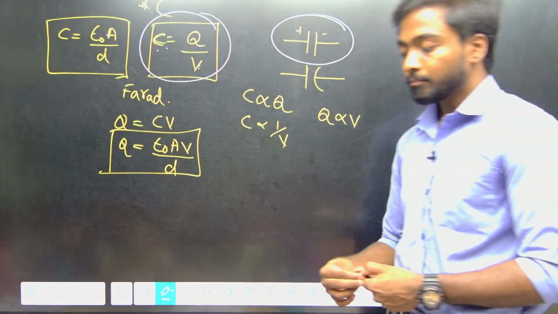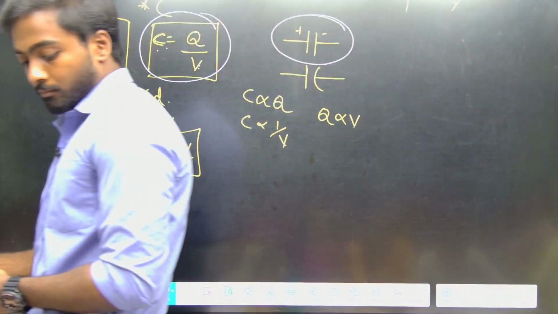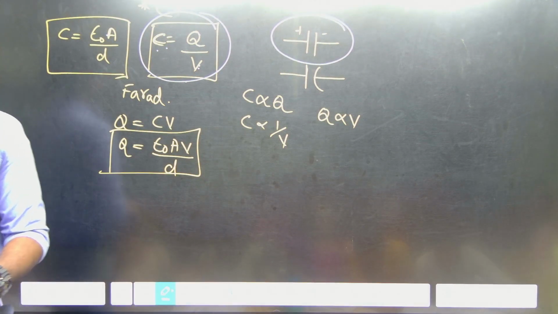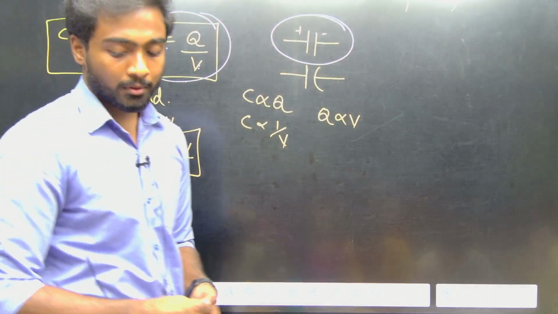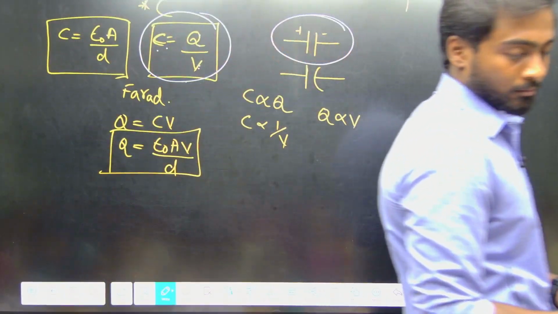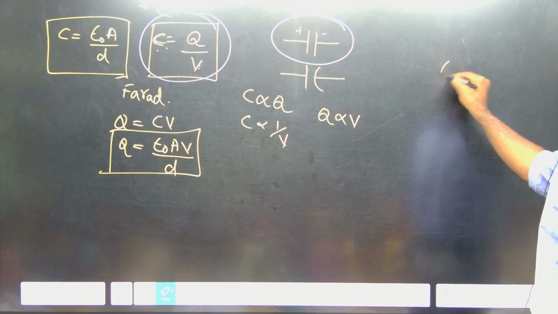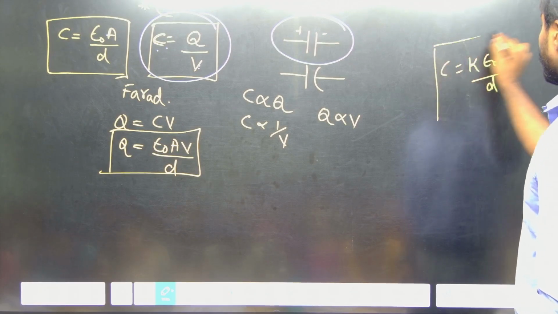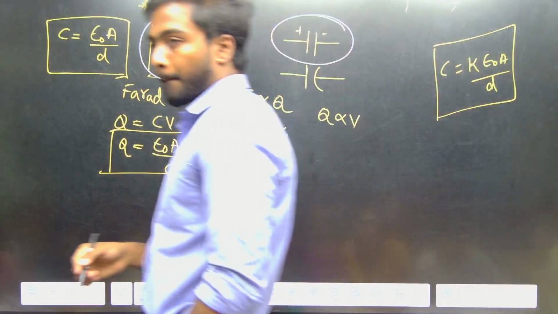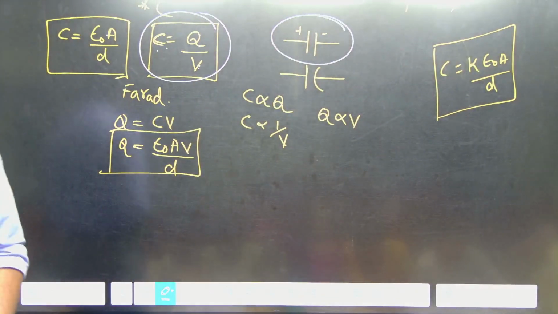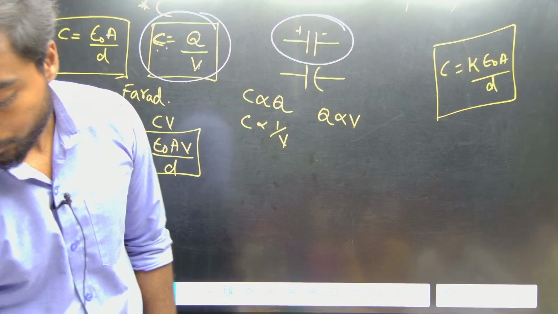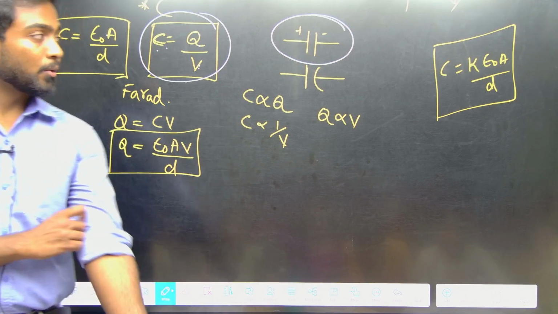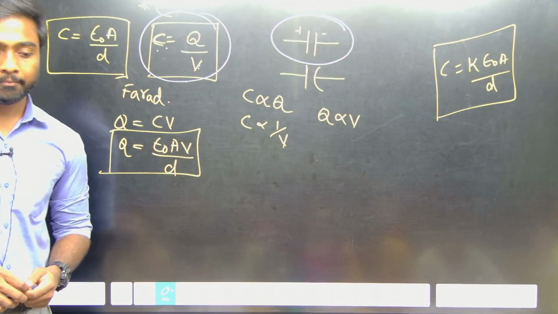Note point: when a dielectric is kept, then C is equals to K times epsilon naught A by D.